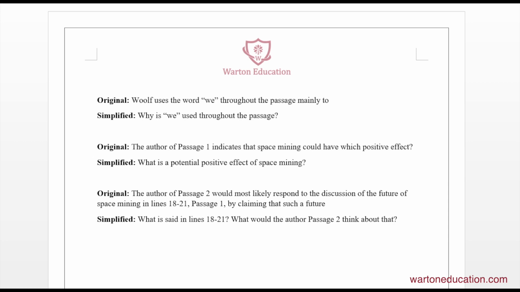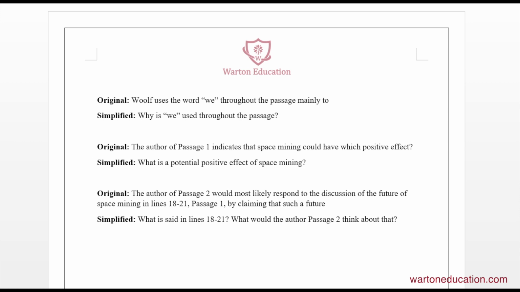And then the third one, which is really long: "The author of passage 2 would most likely respond to the discussion of the future of space mining in lines 18 to 21, passage 1, by claiming that such a future," wow, that was long, becomes instead: "What is said in lines 18 to 21?" and then "What would the author of passage 2 think about that?"